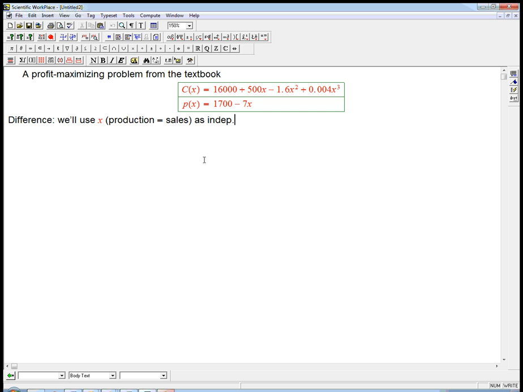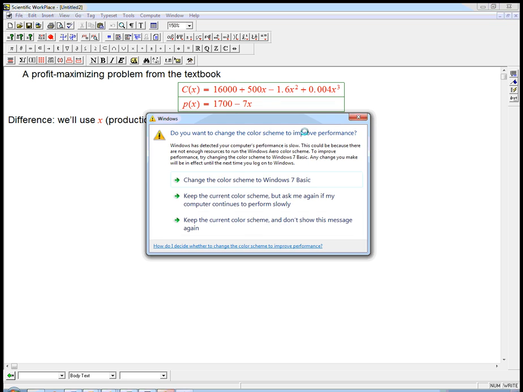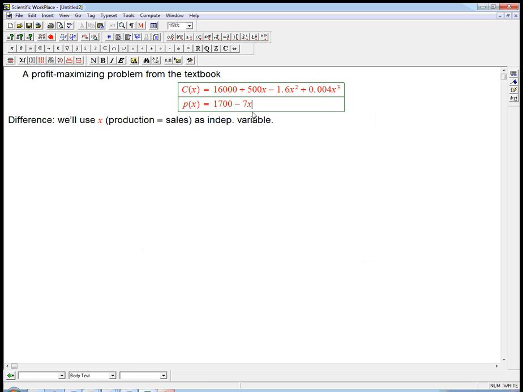as the independent variable. If you wanted to, you could just put everything in terms of p, because we know a relationship between p and x anyway, but it's not essential. Okay, so now we just want to maximize profit. Okay, well, we'll get some interesting things out of that.